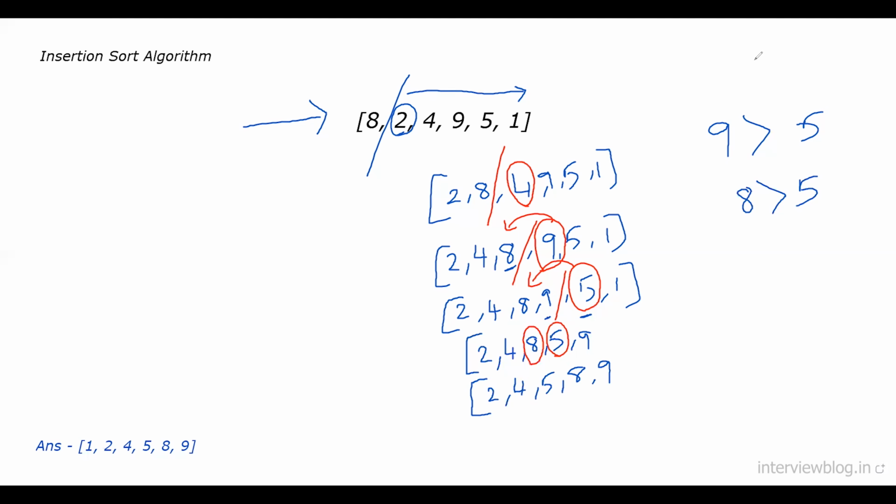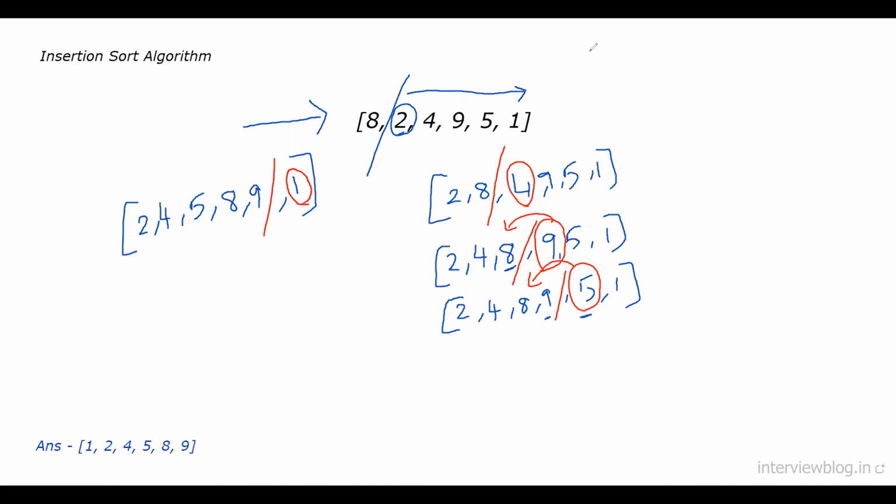So now we'll be comparing 5 and 4. While comparing 5 and 4, we can see that 4 is less than 5. Hence, we do not need to perform any swap here and our tentatively sorted list becomes 2, 4, 5, 8 and 9. And the remaining part of the array is 1. So now we need to insert this 1 into the tentatively sorted list.